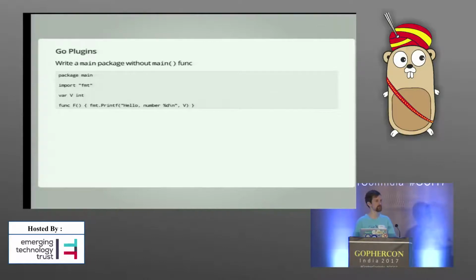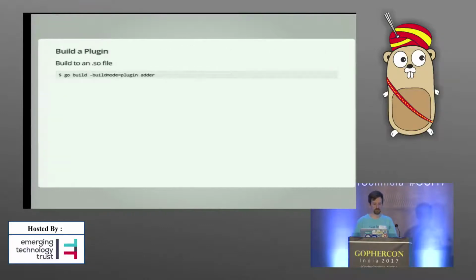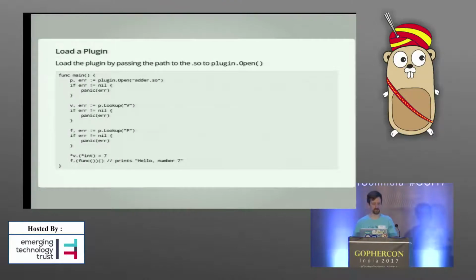And then we compile that using go build with the build mode equal plugin option, right? And then to use that, we actually just use the plugin interface. We don't actually have to use a dynamic linker. So all we have to do is give it the path to the SO file that we built in the previous step.